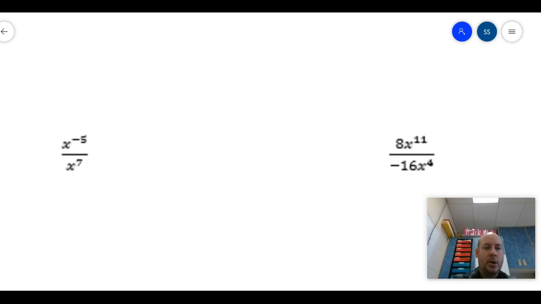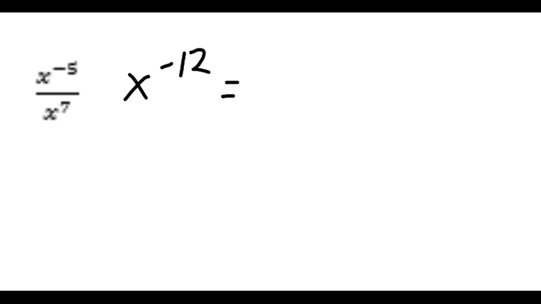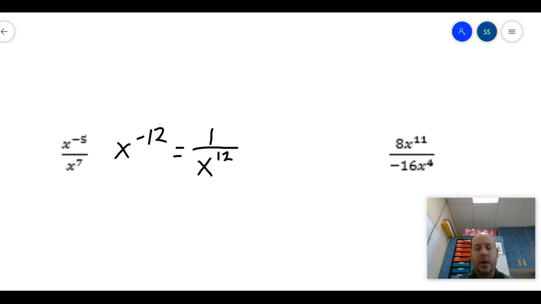All right. x to the negative fifth over x to the seventh. And again, our rule is subtract. So negative 5 minus 7 is negative 12. Again, if I make that positive 12, I've got to move it to the denominator. So it'd be 1 over x to the 12th power. All right. So those are all like level 1, level 2 questions. You're just applying the rules, making sure you understand the rules.